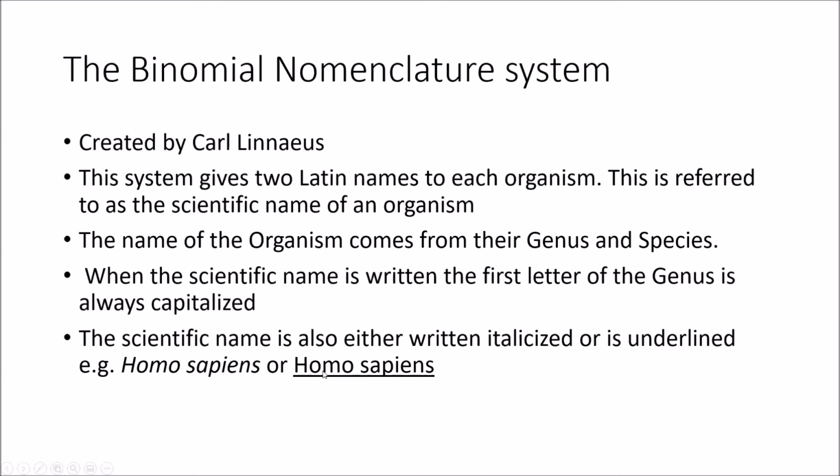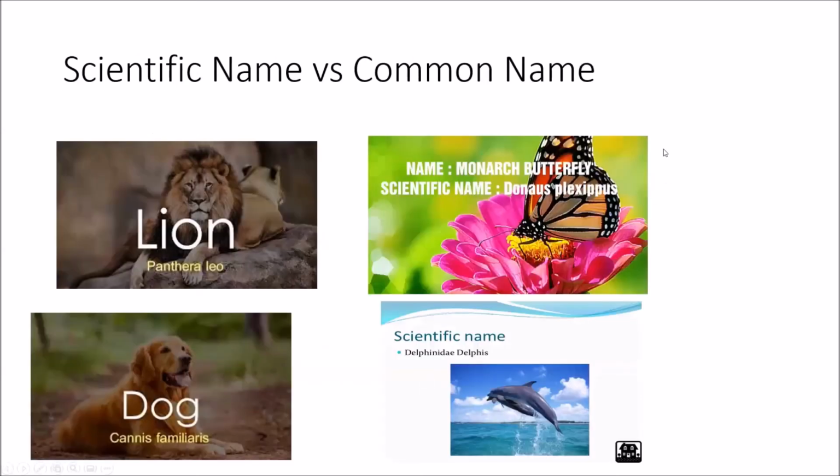And like I said, either you have to underline it if you're not italicizing it, or you're going to have to write it in italics, which means it's just basically going to be a little slanted. So this is the correct way of writing the scientific name of an organism. So here are some examples of scientific names.